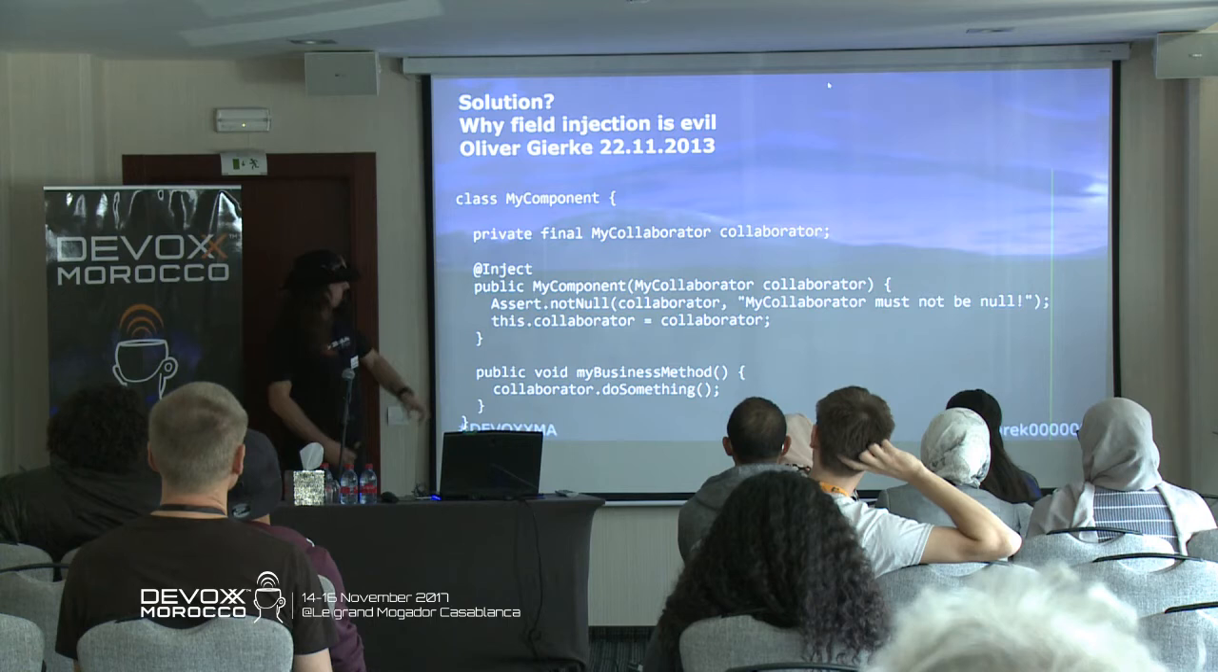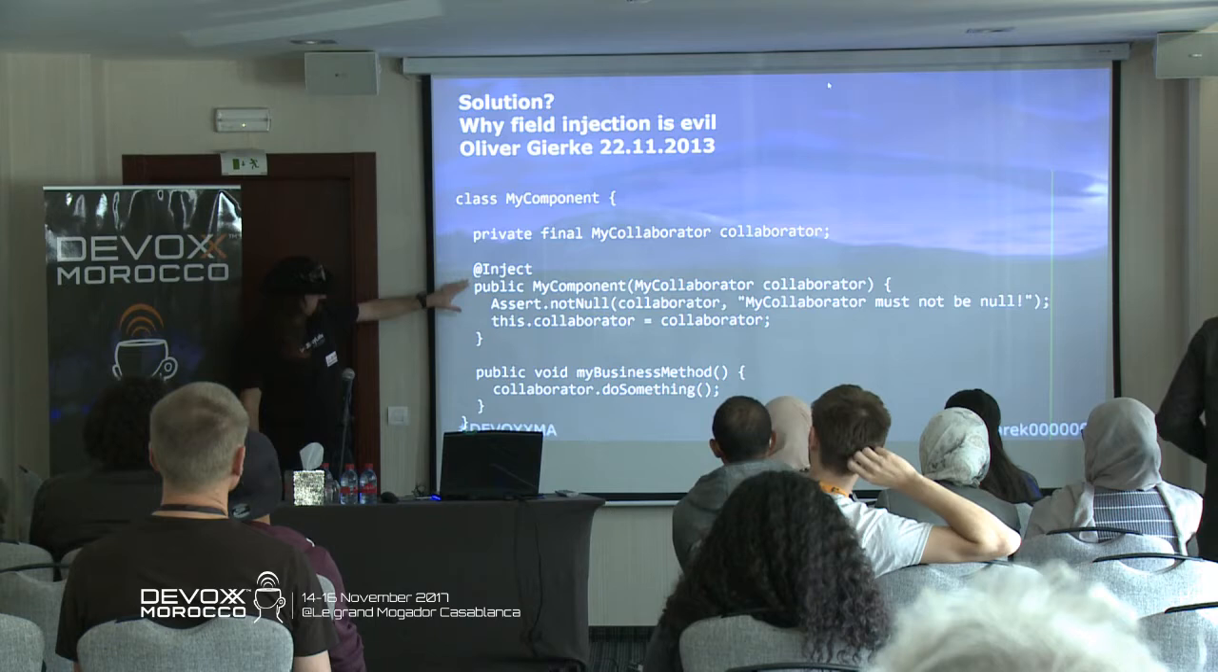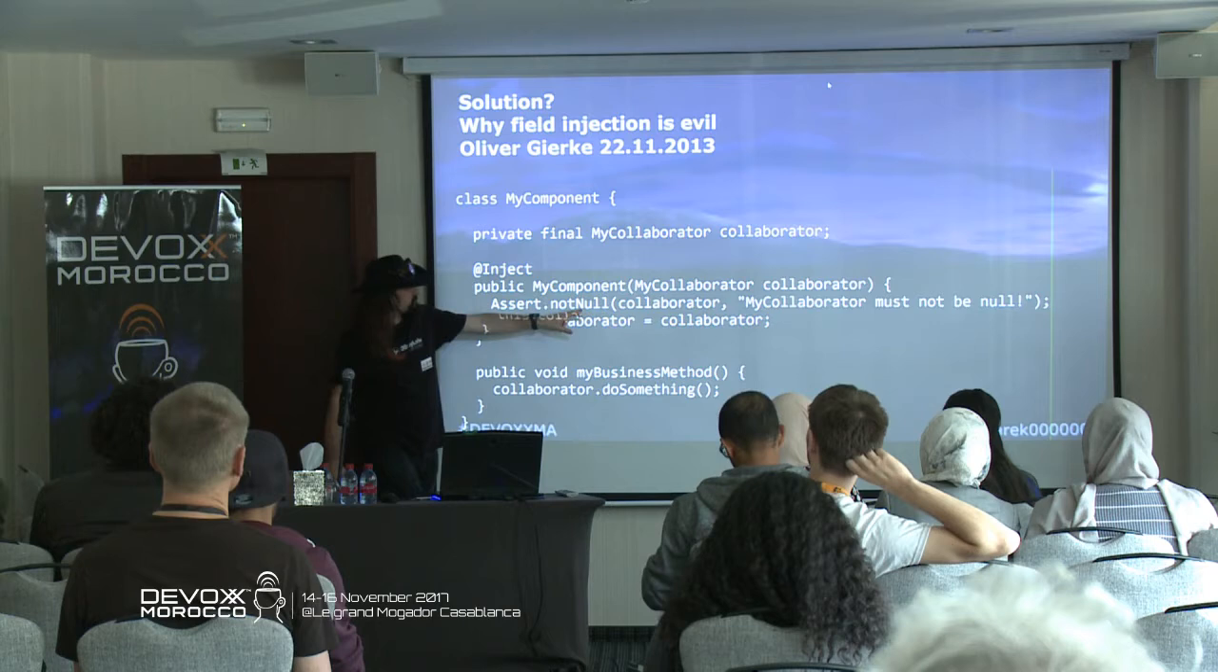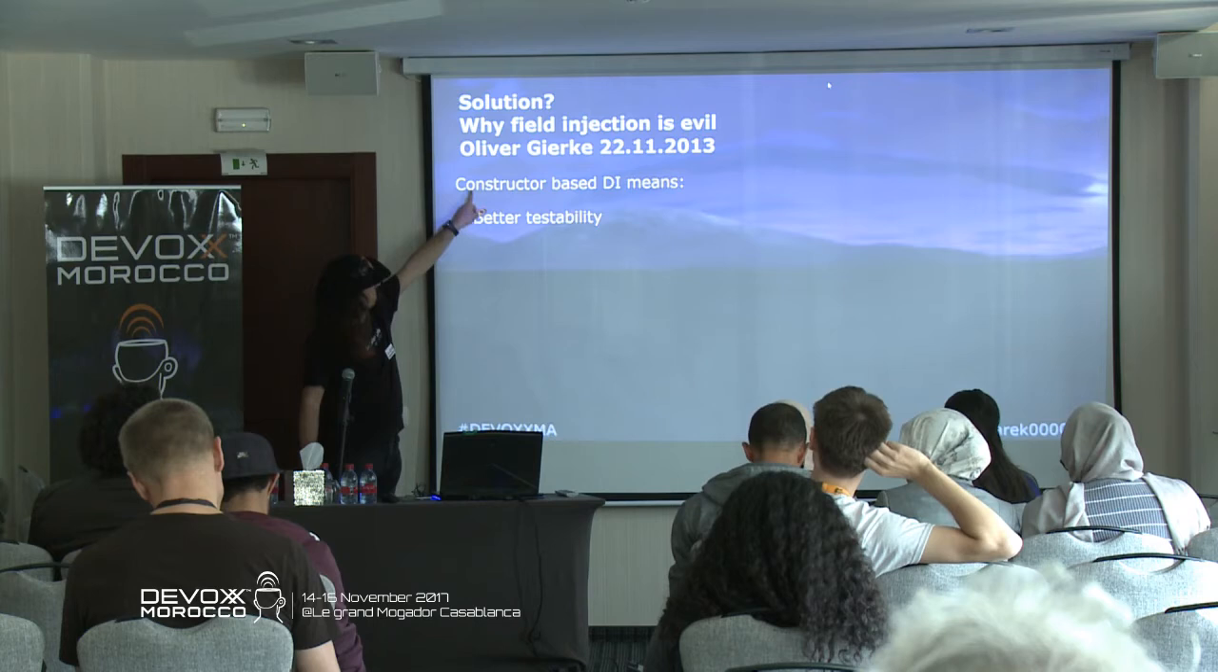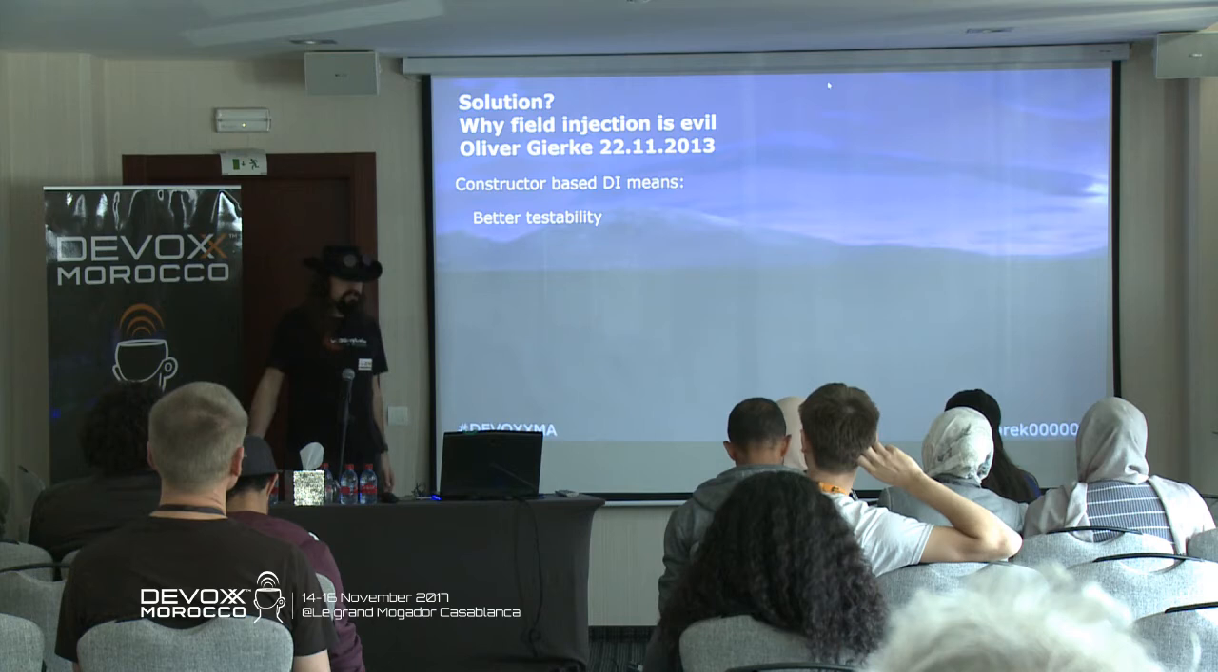like that, only. This means, for instance, that one of the problems you will avoid is this: you can't construct this object without giving this dependency. You will be forced by the compiler, so the compiler will prove it for you. So this one step is better. And in this blog post, Oliver says that constructor-based dependency injection means better testability. Exactly, because in the test, you can provide the dependencies. It's visible. You don't have to play with mocks, power mocks, whatever.